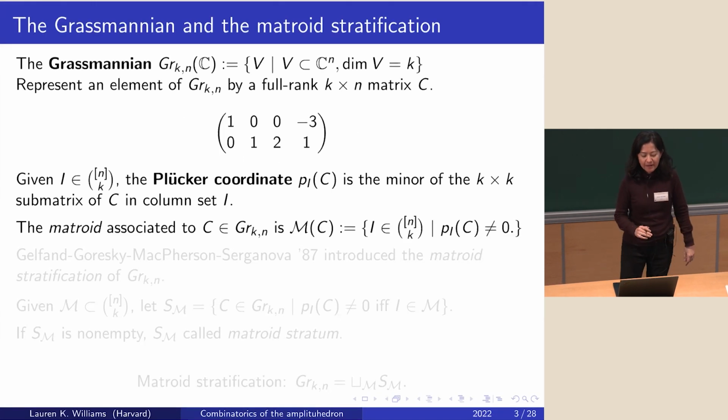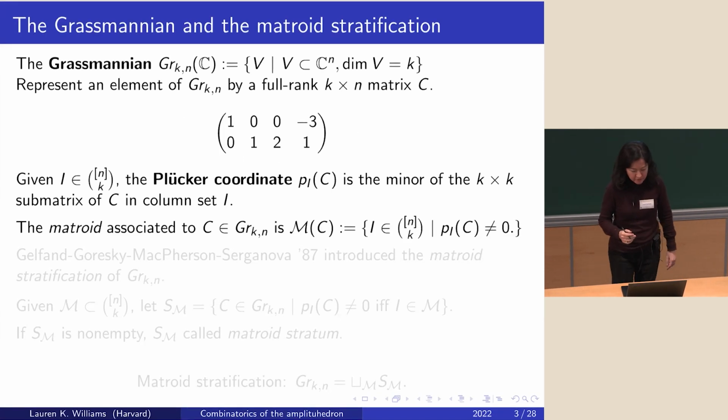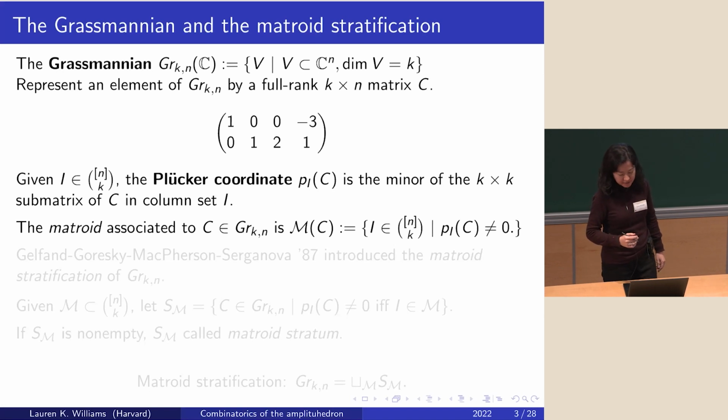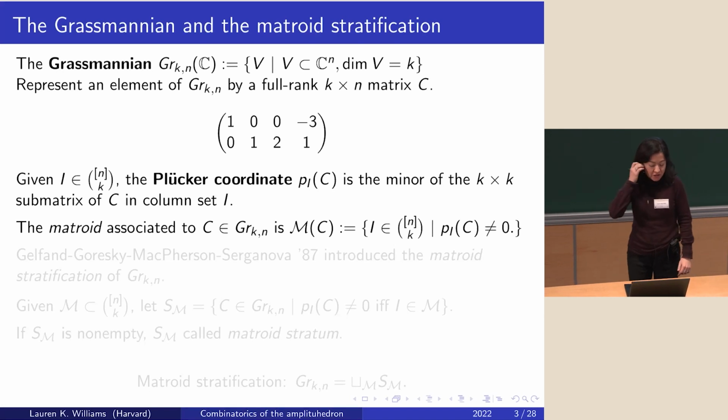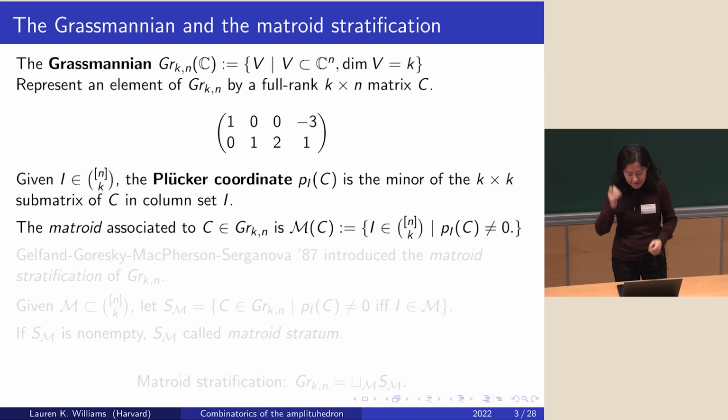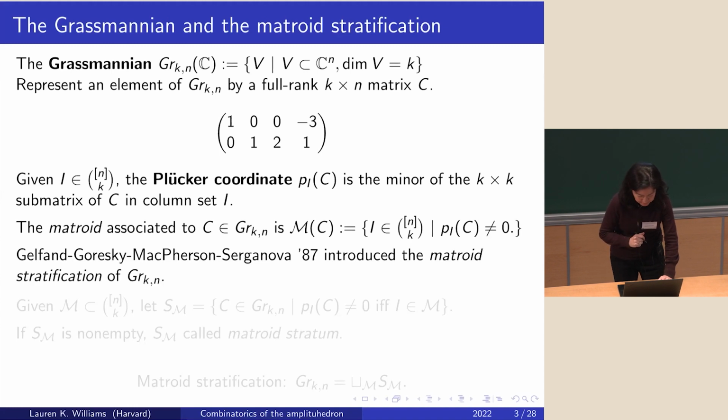Okay. And now we can associate what's called a matroid to any such element of the Grassmannian. And the matroid of C is just the collection of k-element subsets of 1 through n where the Plücker coordinate is non-zero. So it's just recording for me which columns of my matrix are independent or form a basis.